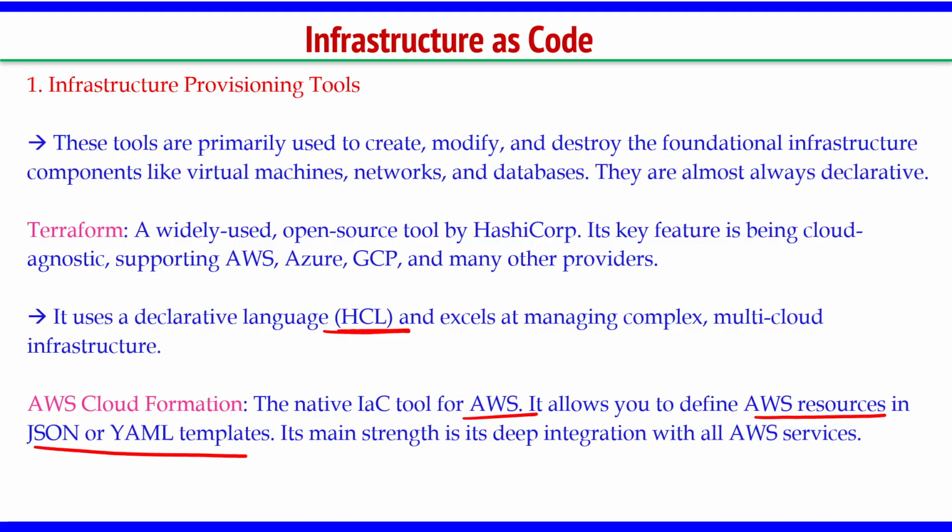Okay, so AWS CloudFormation is one of the infrastructure provisioning tools. Its main strength is its deep integration with all AWS services. Basically, this is only for the AWS platform. And you know why AWS is very popular among all the cloud platforms. That's why AWS is popular, because of these kinds of facilities. So it's both ways, right? So this is about infrastructure provisioning tools. We have Terraform and we have AWS CloudFormation.